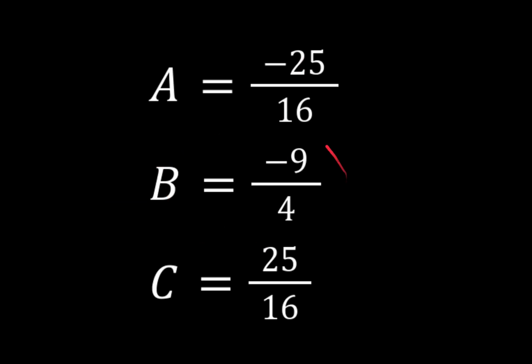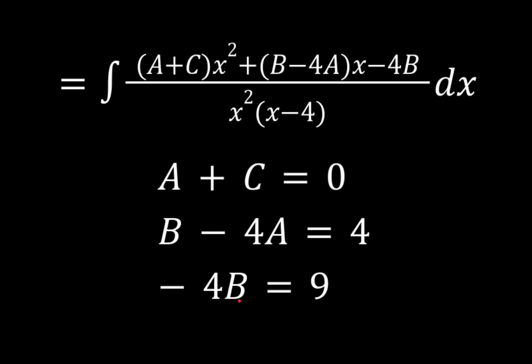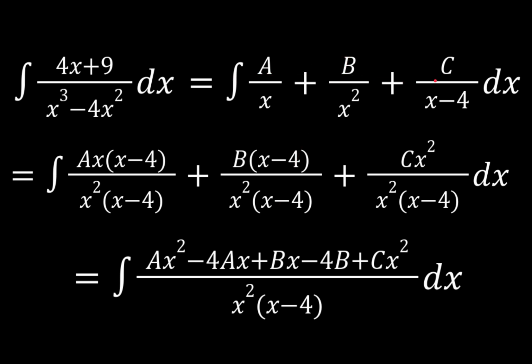So b equals negative 9 over 4, like I said before. You notice that a is c times negative 1, and the same thing the other way around: a is negative 25 over 16, c is 25 over 16. Now we can just put these in for a, b, and c.